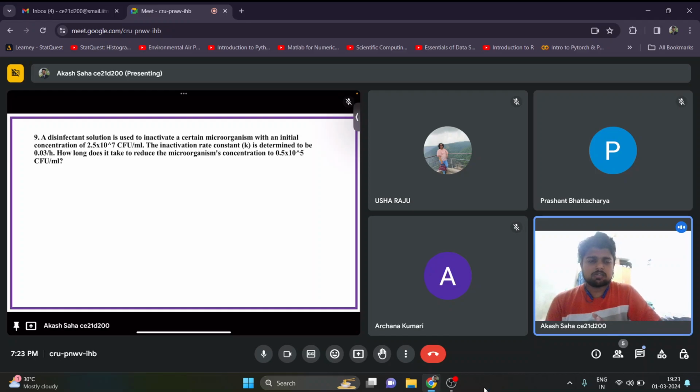Okay, so the initial concentration is given, the final concentration is also given, the K value is also given. So you have to find out how long it takes. So basically it's a direct formula and we have used this formula quite a number of times. Maybe in some other form, but it is the same formula. So please try to find out the answer. We'll see how to solve it.